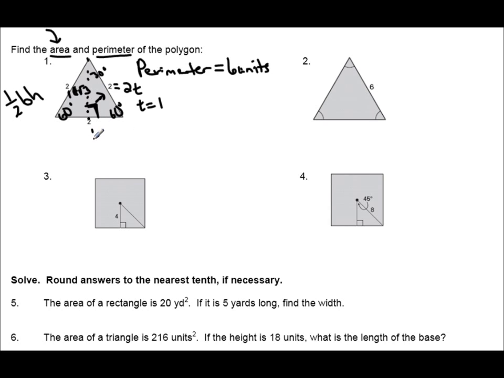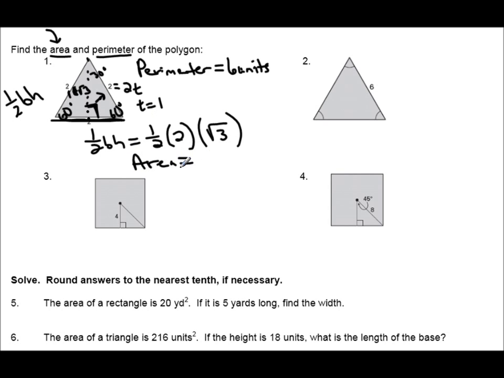So our formula, 1/2 base times height, where our base is perpendicular to our height, so it's 2. And our height, we said, was the square root of 3. So the area of our triangle is going to equal 1.7. We'll just say 1.7. We'll stick with the round to the nearest tenths.